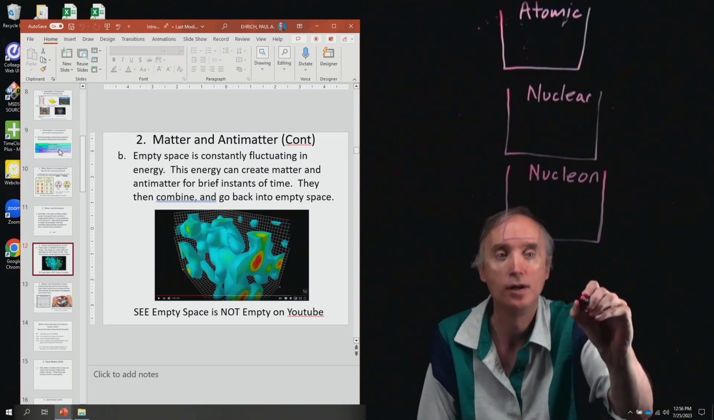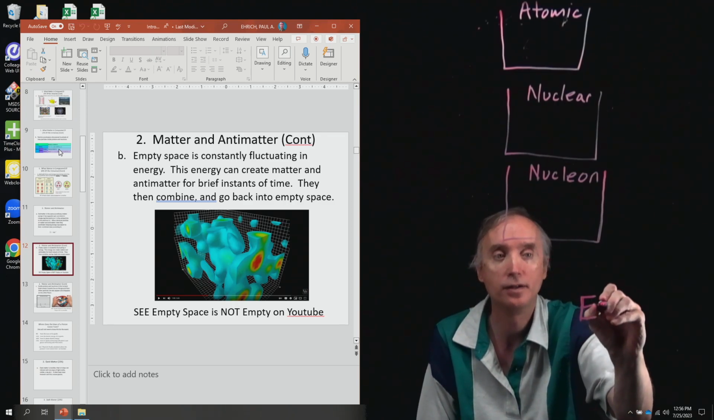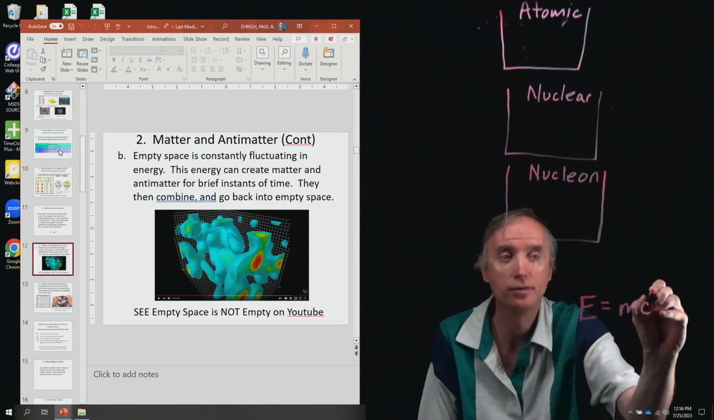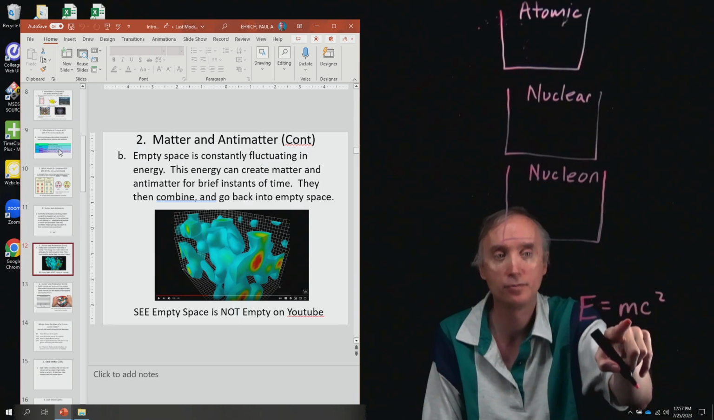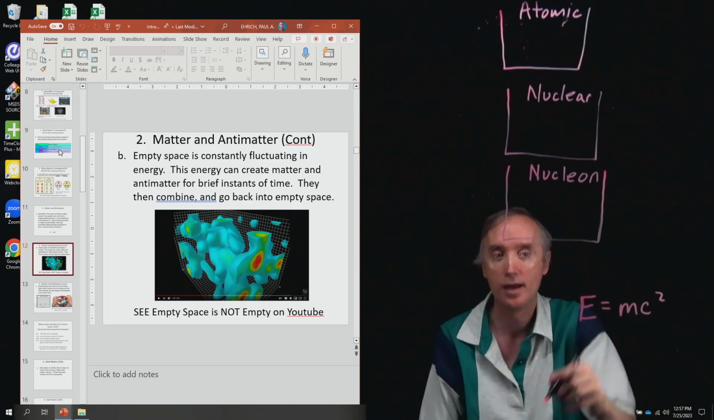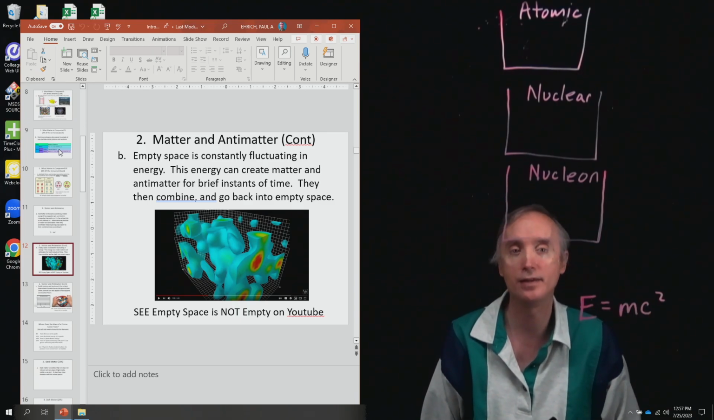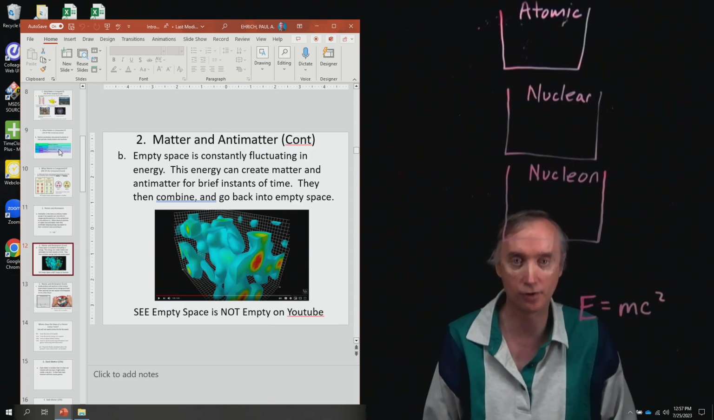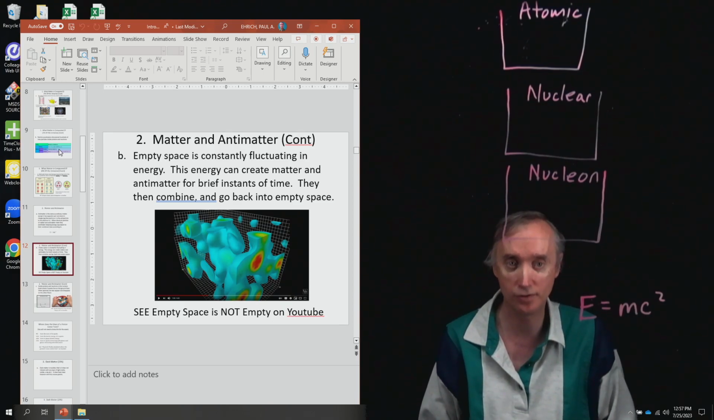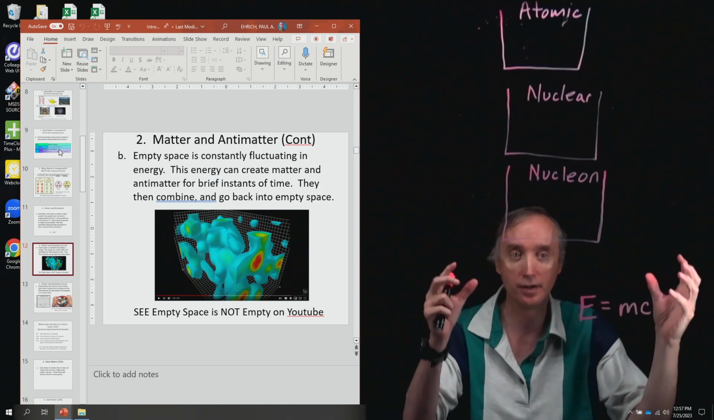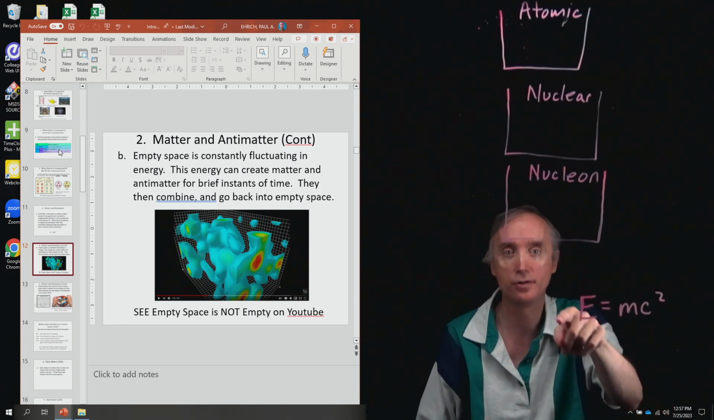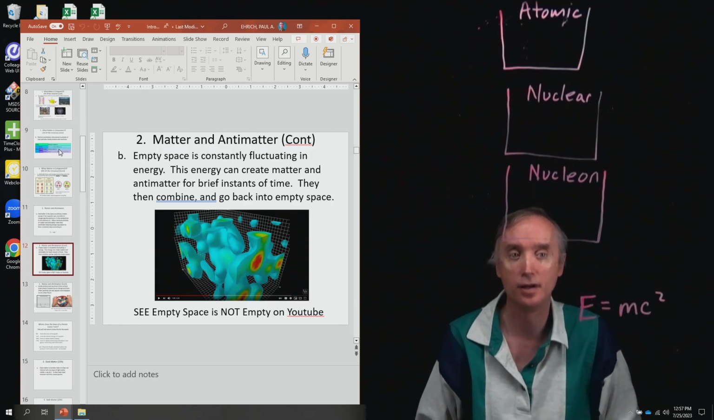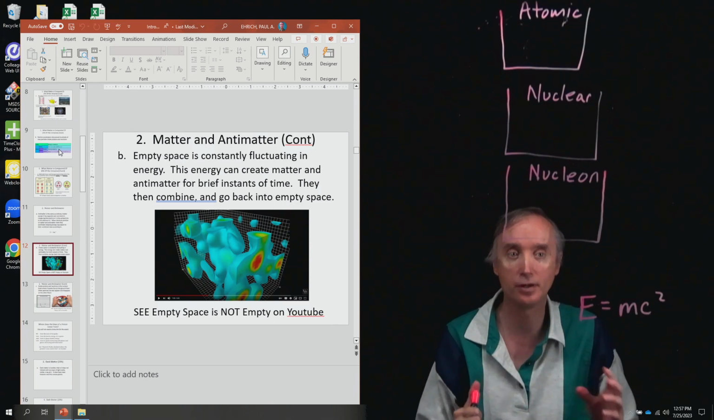So we know that according to Einstein, E equals mc squared. So if you've got enough energy, you can manufacture matter and antimatter. And so matter and antimatter pops into our universe for very, very short periods of time. Then it goes back together again, turns into energy, and then it returns back into empty space or virtual space. So this is happening all the time.